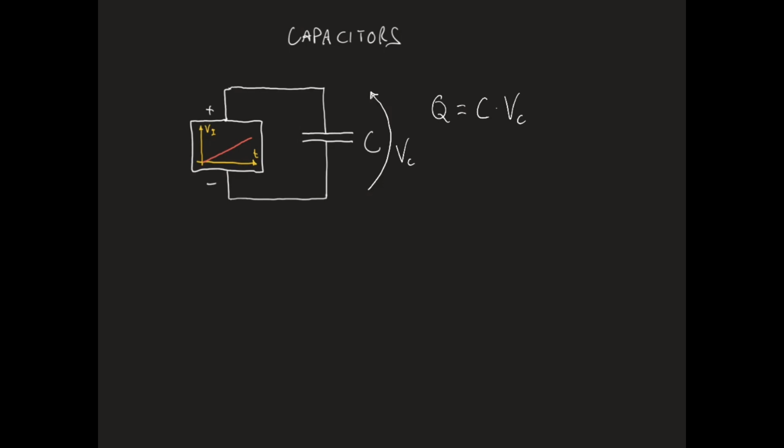Now for any increase delta Vi in the voltage applied to the capacitor, we get an increase delta Vc in the voltage across the capacitor exactly equal to the increase in Vi. On the other hand, for any increase delta Vc in the voltage across the capacitor, we expect to get an increase in the charge on the plates of the capacitor given by the capacitance C times the increase in the voltage delta Vc.